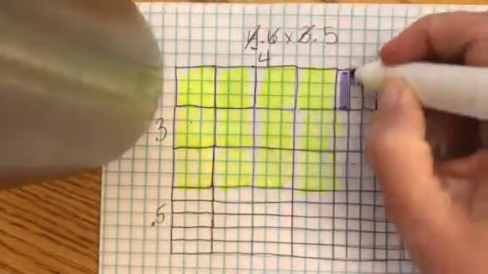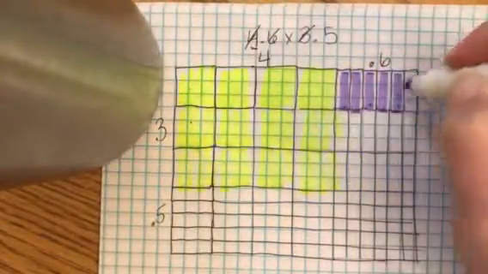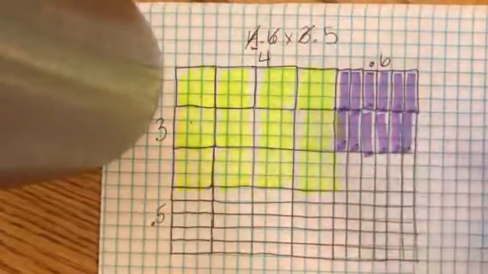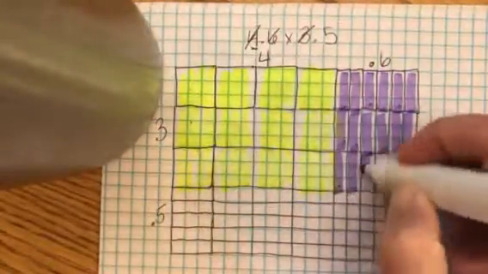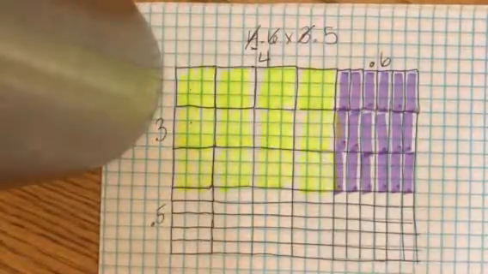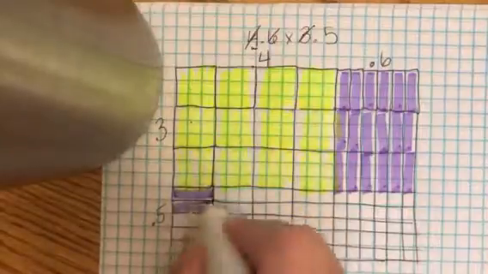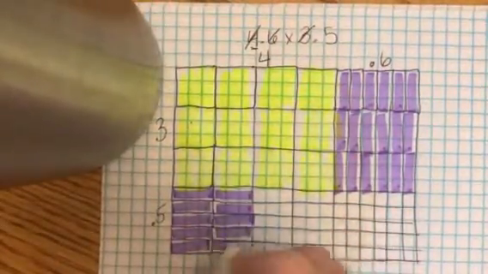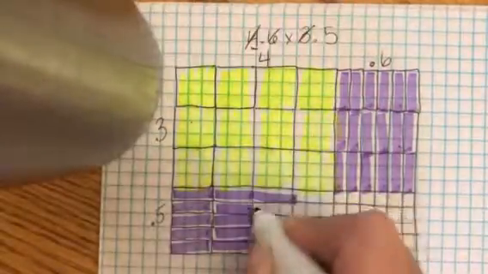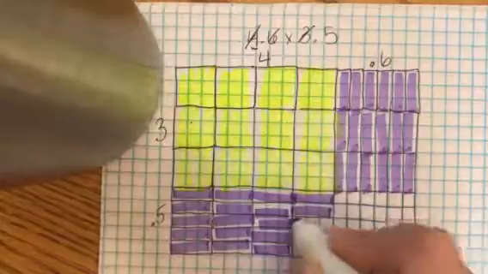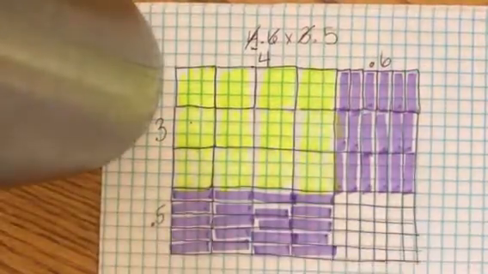I have 1, 2, 3, 4, 5, 6/10. I have 2 rows. Now I have a 3rd row of 6/10. Okay, but I have some down here. I have sections of 5, 2 sections, a 3rd section, and a 4th section.